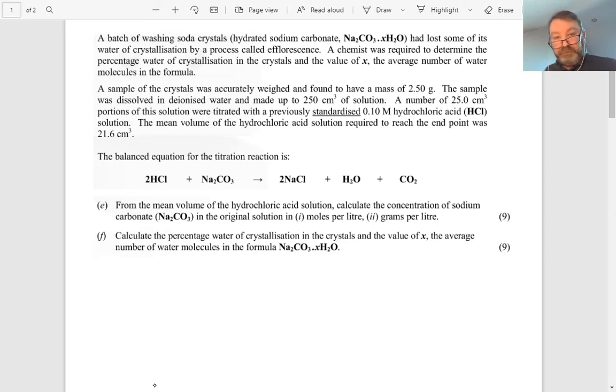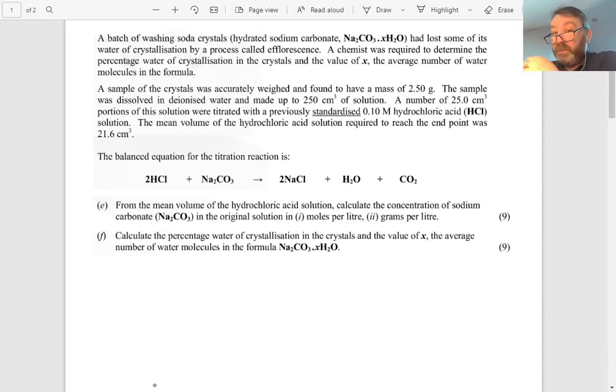Now, just before you go into your own calculations, I'm going to go through a sample calculation for you, just to help you with the various different bits that they're going to ask you in terms of working out eventually a ratio or a relationship between the sodium carbonate and the water of crystallization. Okay, so let's just read this question here.